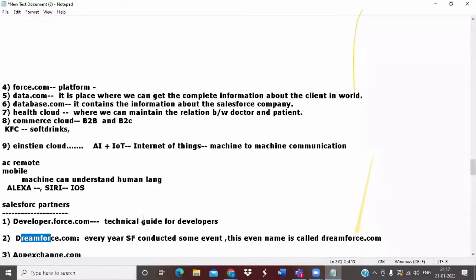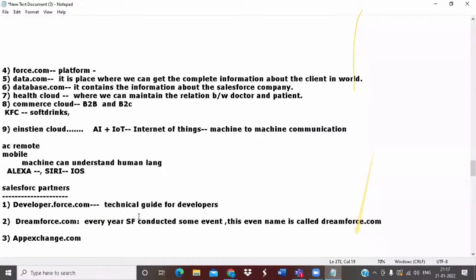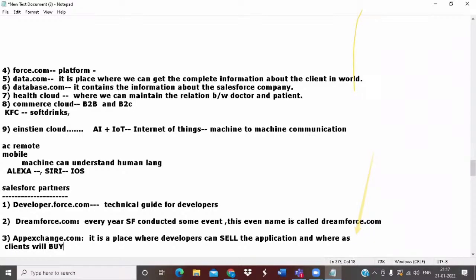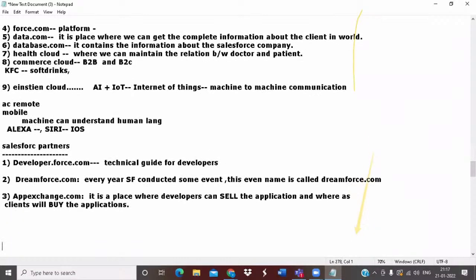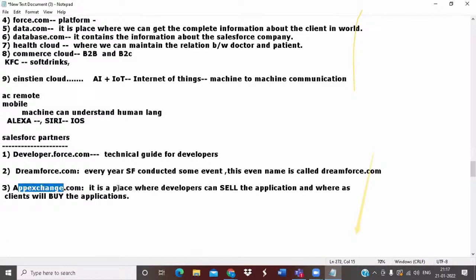Good. The last and final one, Appexchange.com. Appexchange.com is a place where developers can sell the applications, and clients will buy them. Appexchange.com is a place where developers can sell applications and also clients will buy applications. So selling and buying is happening where? Appexchange.com. It's a trading place, I can say. It's a trading place where we can buy and sell applications.